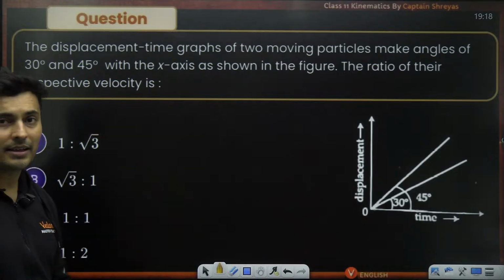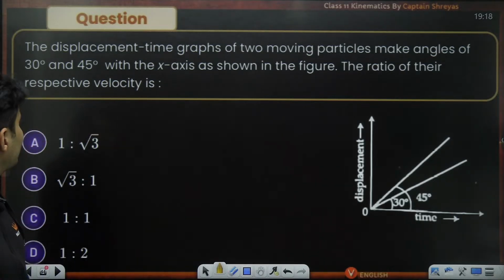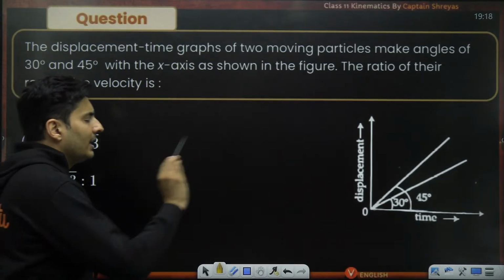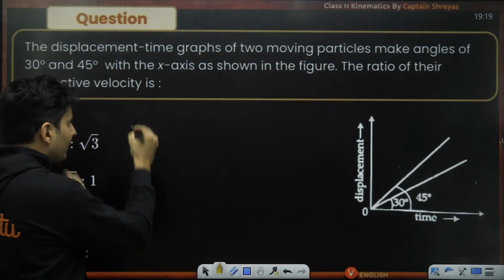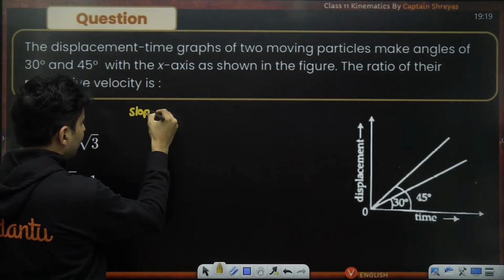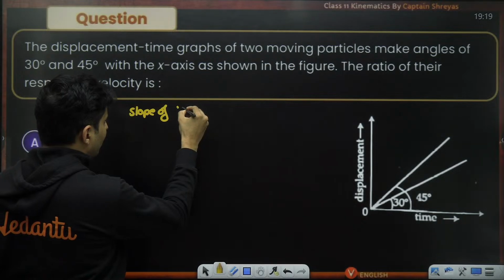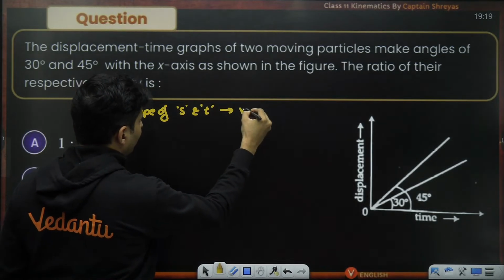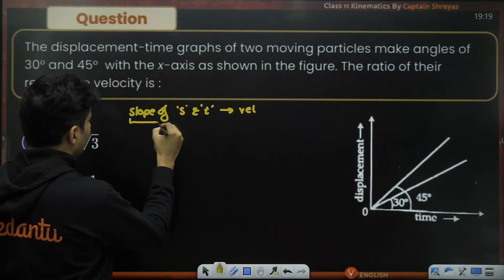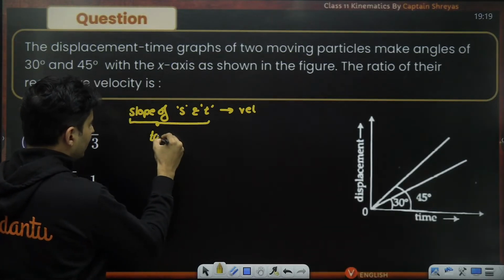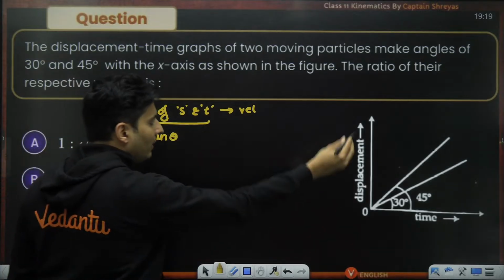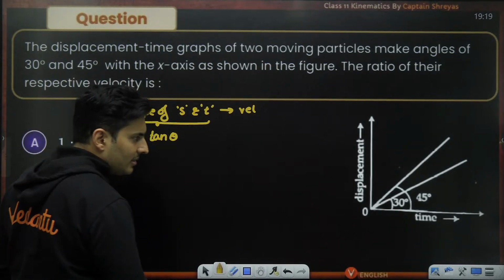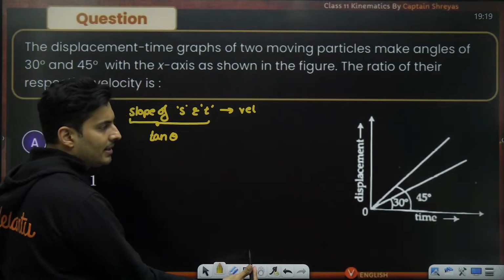The displacement graph of two particles making 30 degrees and 45 degrees is shown. The ratio of their velocity is. Guys, displacement time is given, so the slope of the displacement-time graph gives you velocity. And the slope, what do I mean by it? It is the tan of the angle made by the tangent. Already it is a straight line. The tangent is the line itself.